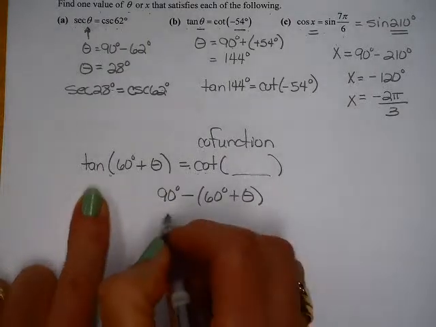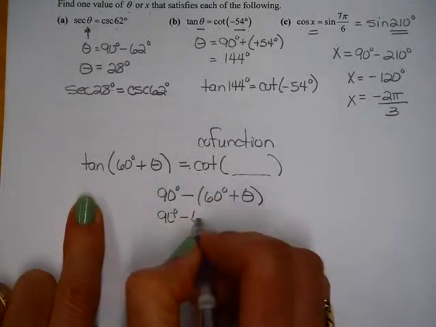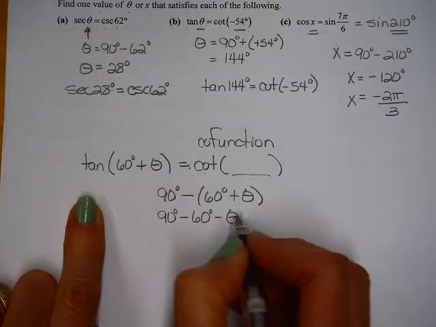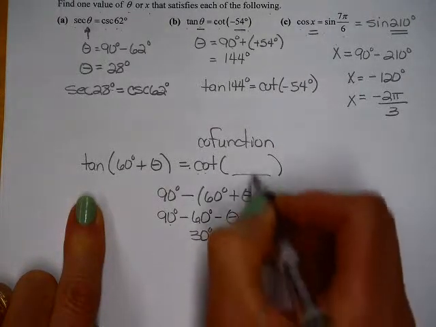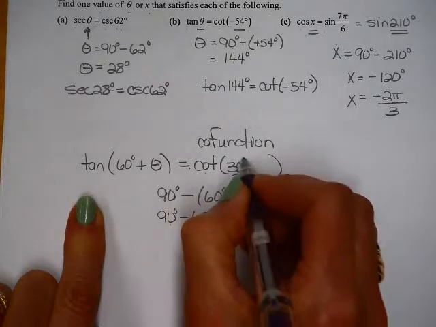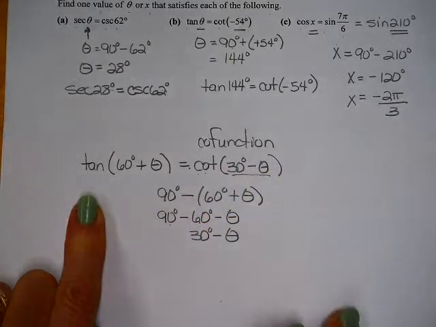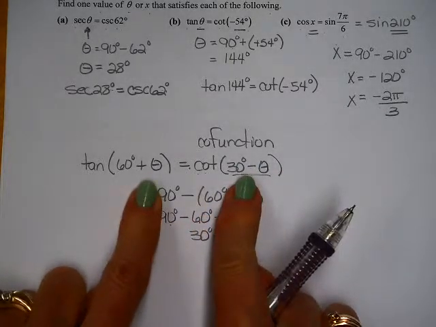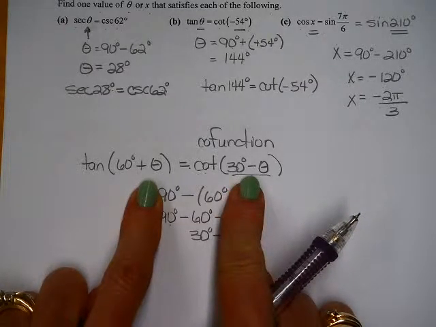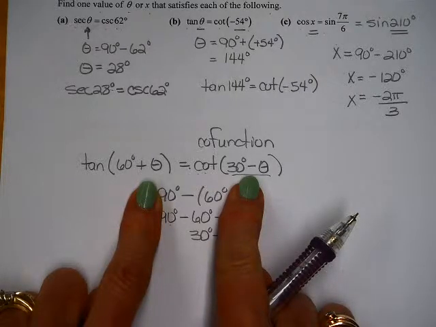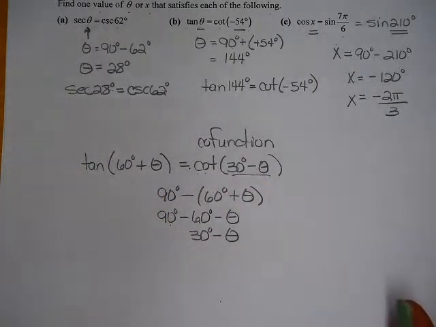And when you run your negative sign through there, that's 90 minus 60 minus theta. 90 minus 60 is 30. So 30 minus theta should go right there. And if you look at these and add them together, these add up to 90 because the thetas subtract away. So they always add to 90. All right, so cofunctions. Do it with cofunctions, okay?